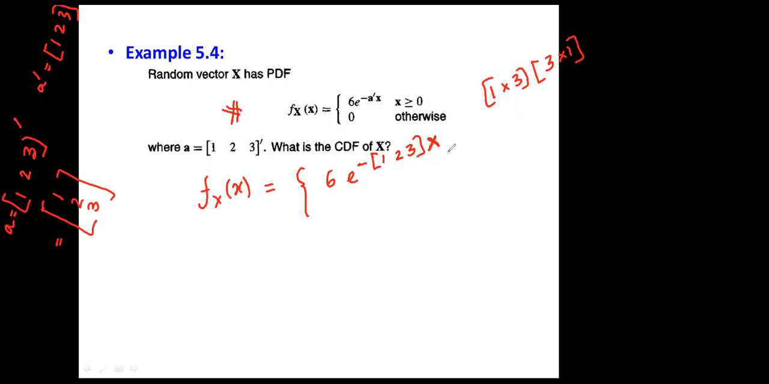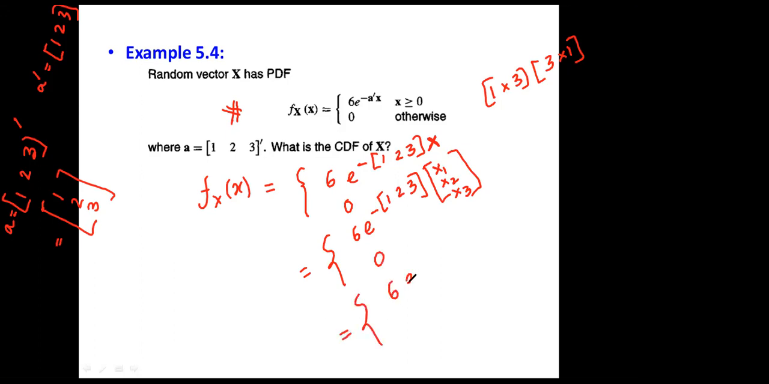Okay, so that will be 6 e to the power minus 1, 2, 3, and x can be written as x1, x2, x3. Then that can be written as e to the power minus x1 minus 2x2 minus 3x3, and 0 otherwise. So this PDF can be written like this.